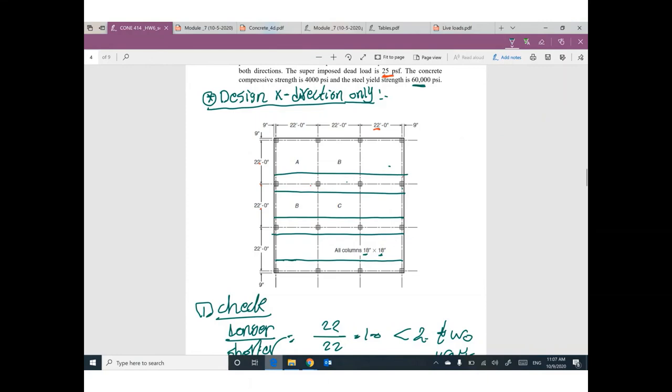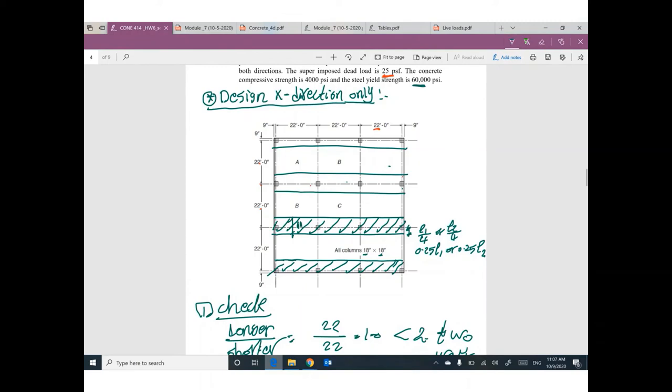Column strip. This column strip. This one. Do you remember what is the distance on this side? L1 divided by 4 or L2 divided by 4. Which one is smaller? Or, I'm sorry, 0.25 L1 or 0.25 L2. So L1 is 22 divided by 4. It will be 5.5. So the total width here will be 11.